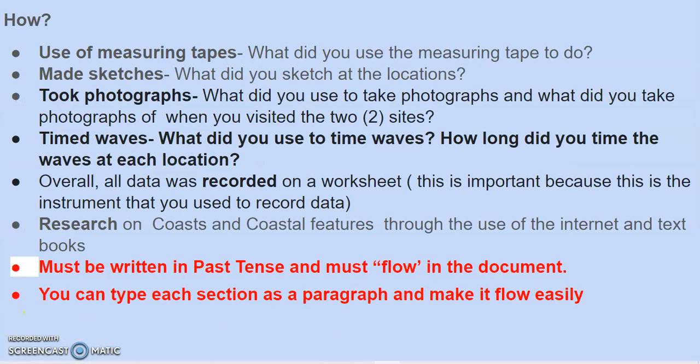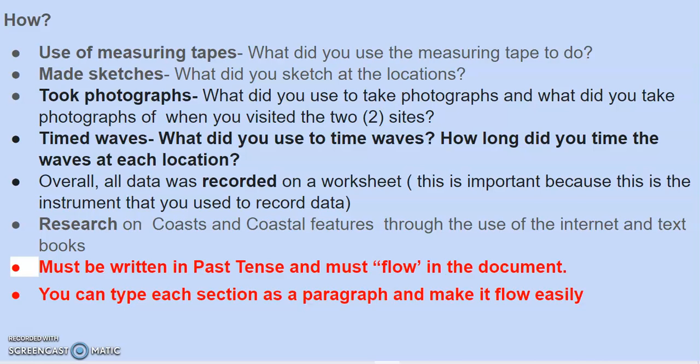The how contains more information. This will include what you use in order to get your results. So we use measuring tapes. What did you use the measuring tape to measure? You must include this. You made sketches at the two locations. What did you sketch? Took photographs. What did you use to take your photographs at the two locations?